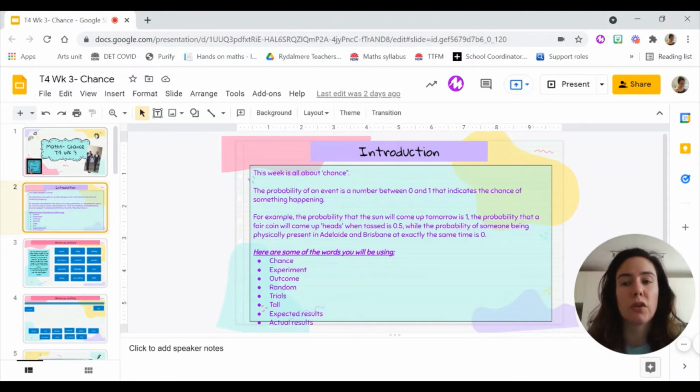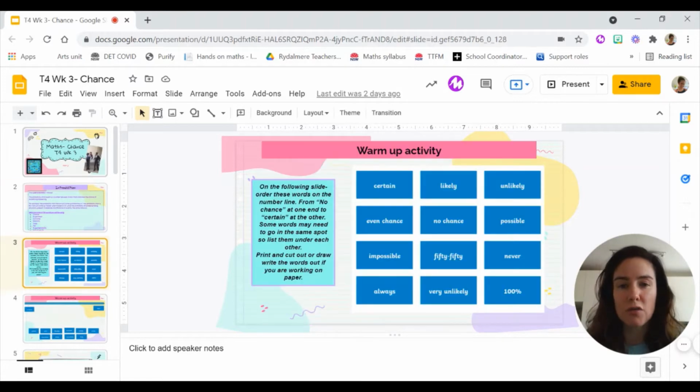Another word we could use to think of 1, the chance that the sun will come up tomorrow, is certain. And like I said, for the heads toss, 0.5 could be 50-50. So these are some words that we'll be using this week: chance, experiment, outcome, random, trials, call, expected results, and actual results.